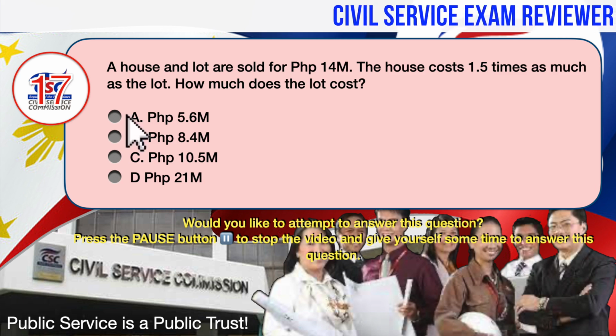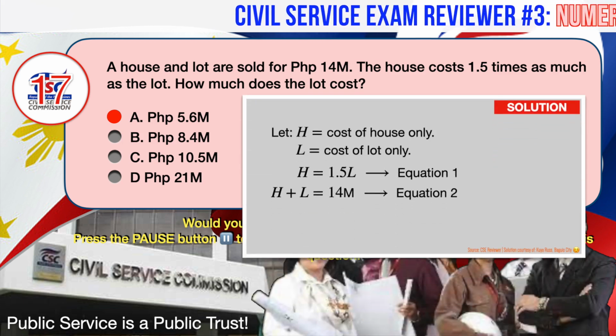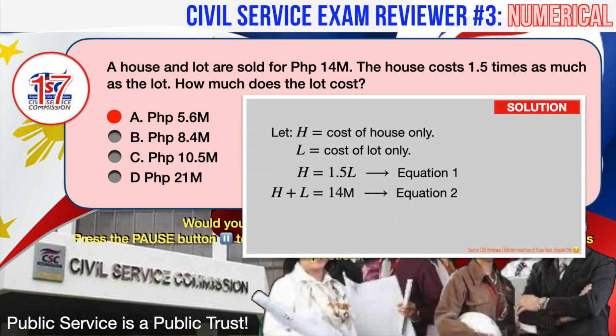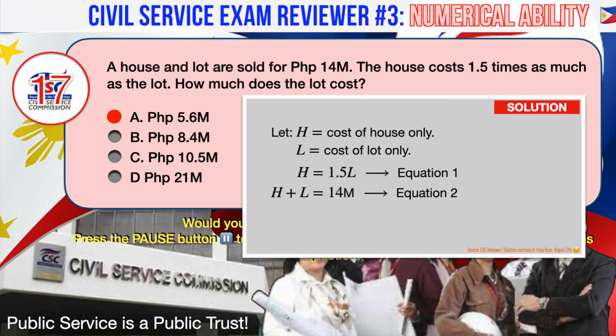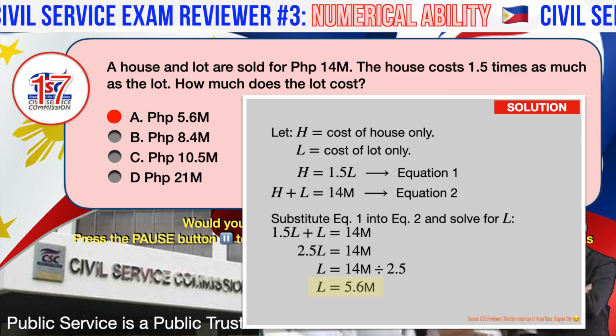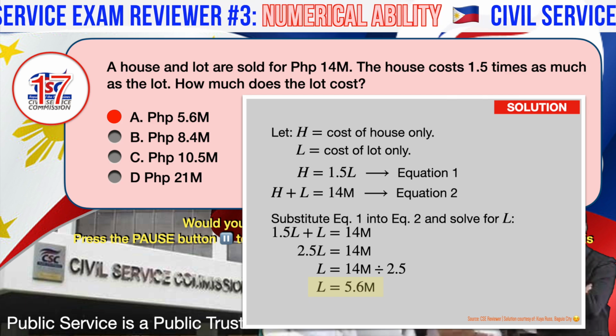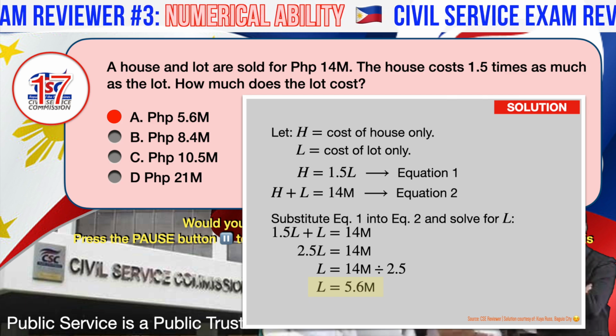The correct answer is A, 5.6 million pesos. Let H be the cost of the house, and L the cost of the lot. H equals 1.5 L, let's label this as equation 1. H plus L equals 14 million, let's label this as equation 2. Substitute equation 1 into equation 2, and solve for L. We should quickly arrive at 5.6 million as the cost of the lot.